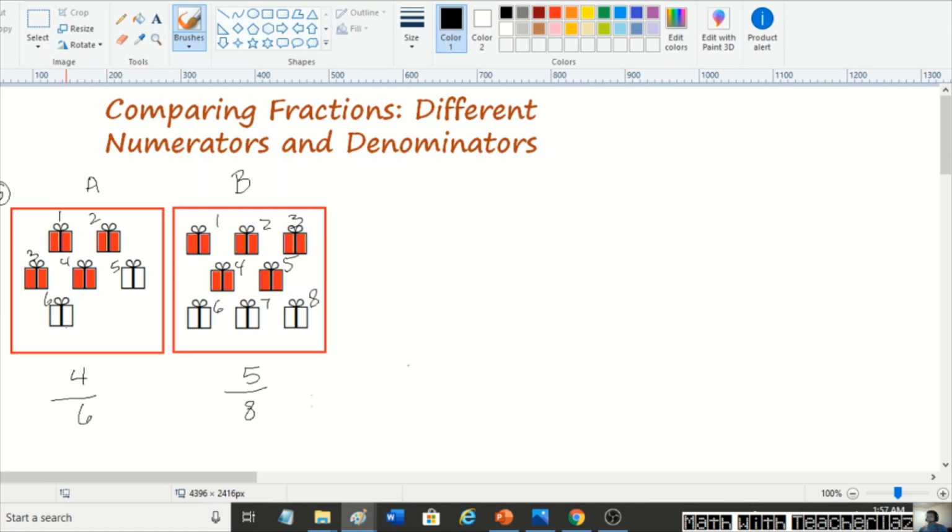So there are fewer boxes with $1,000, but there are also fewer chances of not winning those $1,000. So you have to make a decision. Do you want to go with a room that has 4 out of 6 chances of winning, or with a room that has 5 out of 8 chances of winning?